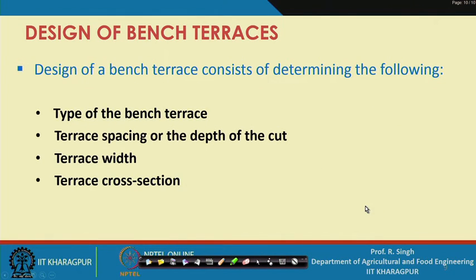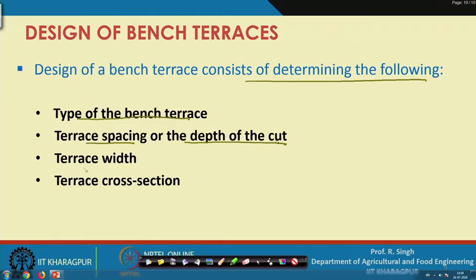So, now we go to design of bench terraces. Design of bench terraces consists of determining the following: type of bench terrace, terrace spacing or depth of the cut, terrace width and terrace cross section. So, when we say we want to design a bench terrace, these are the four decisions we have to make. What is the type of bench we are selecting, what is the terrace spacing or depth of cut, what is the terrace width and what is the terrace cross section.